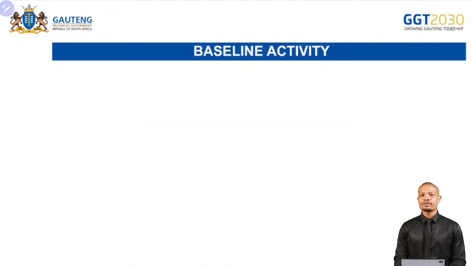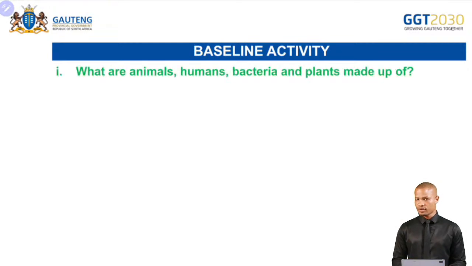Let us continue. Now let's do a baseline assessment, which is nothing but a couple of questions just to test whether you still remember the concepts that you learned in previous grades. The first question for our baseline is as follows. What are animals, humans, bacteria, and plants made up of?